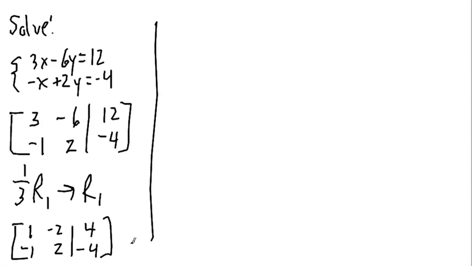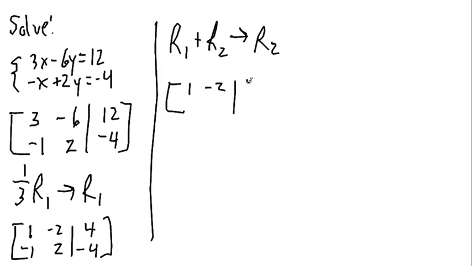Now I want to put a 0 down here, and it looks like if I just add the first row and the second row, I'll get a 0 right here. So let's take the first row plus the second row and replace the second row by that. That's perfectly valid. It doesn't even need to be a constant multiple. It could just be the first row. So what I get, and Sammy's excited about this, is 1, negative 2, 4 on top, but 1 plus negative 1 is 0, negative 2 plus 2 is 0, and 4 plus negative 4 is 0.